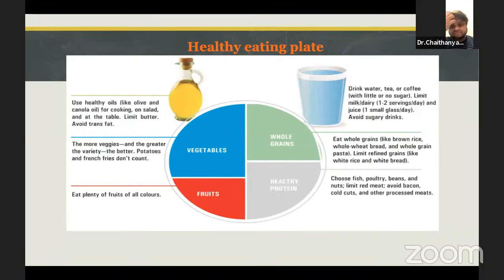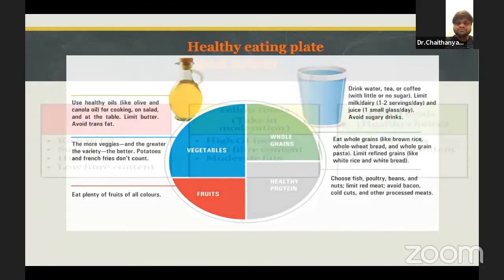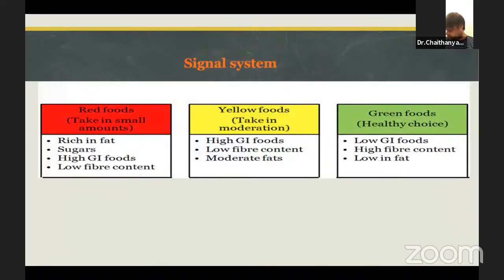So this again varies from region to region and from culture to culture. Can we have the next slide? I think many of you know the signal system, like the traffic signals, we have a signal system for foods as well. Foods given the red color signal should be avoided whenever and wherever possible, or once in a while can be taken in small quantities. The yellow foods should be taken in moderate quantities. Green foods are the healthier choices. They should fill up your plate. Next slide.